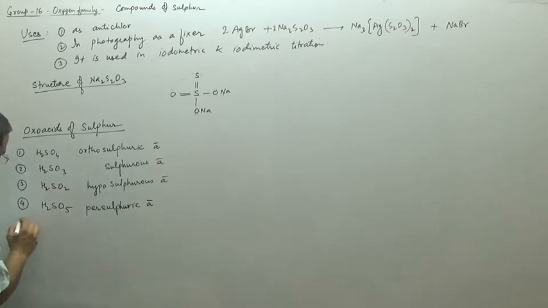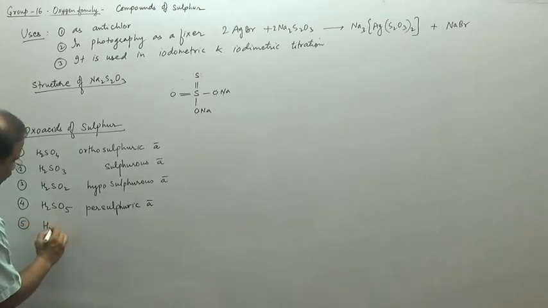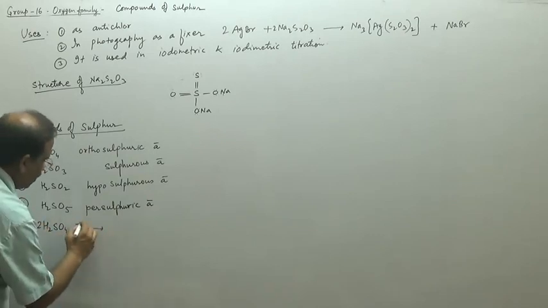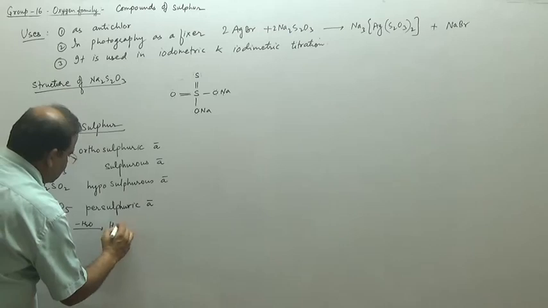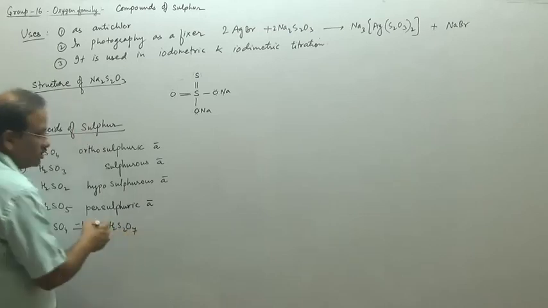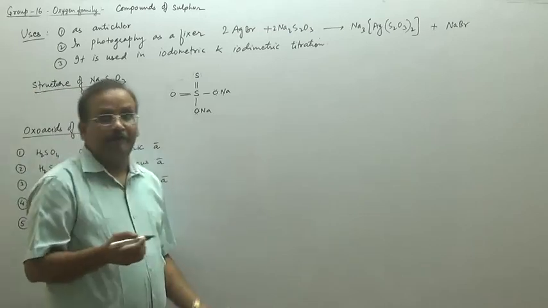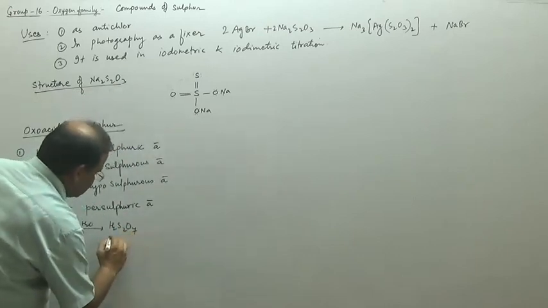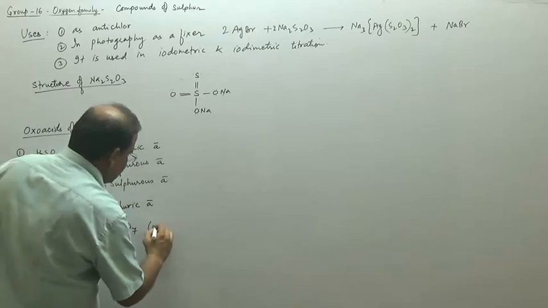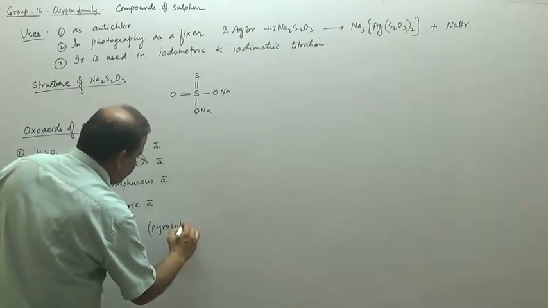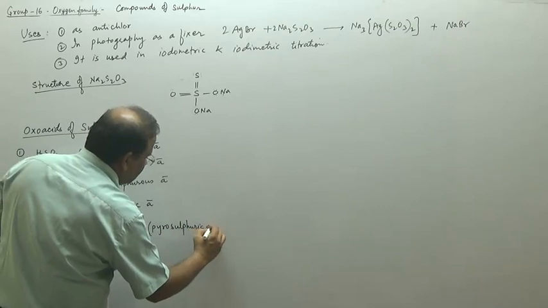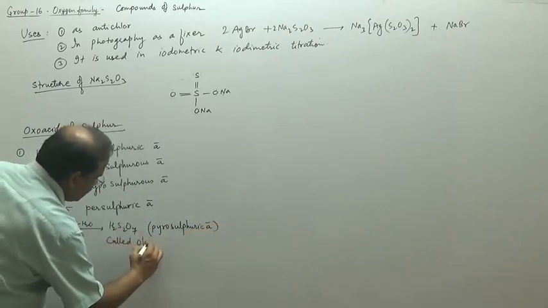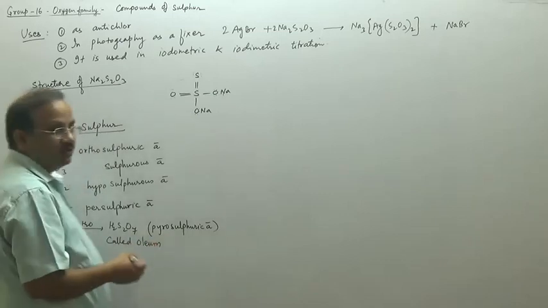Now I can write another. H2SO4 twice, then it will remove a water molecule from this, and you'll get H2S2O7. Then it is called disulfuric acid or pyrosulfuric acid, we will say. So I'm going to write it as pyrosulfuric acid. This pyrosulfuric acid is called oleum. We used to say that.